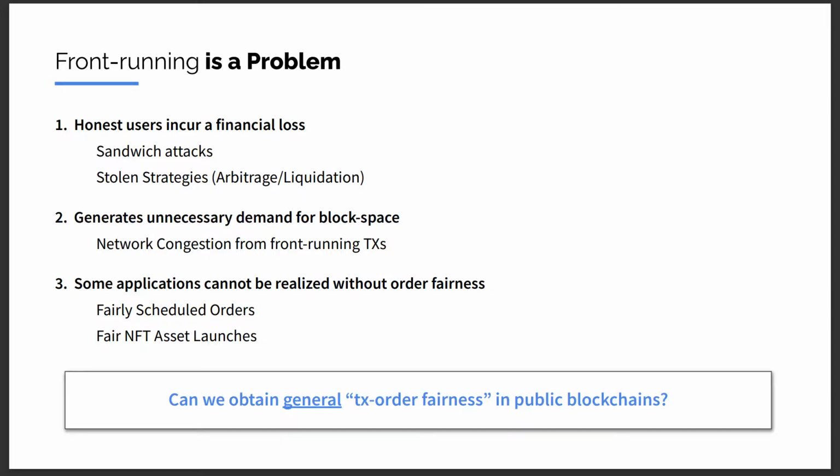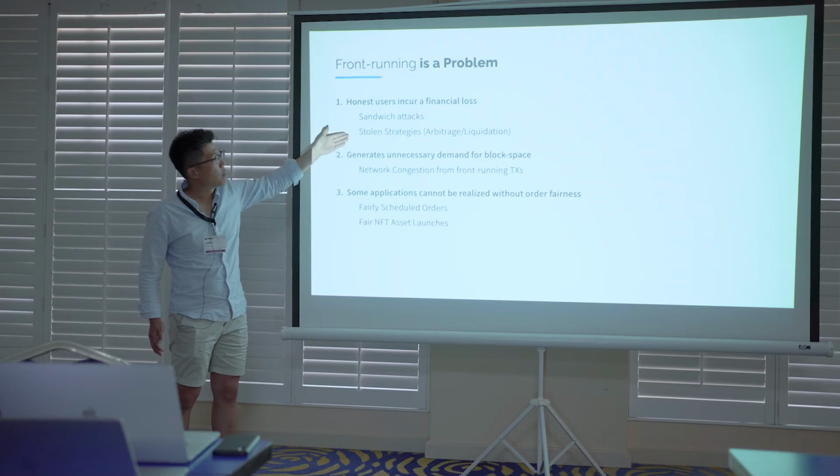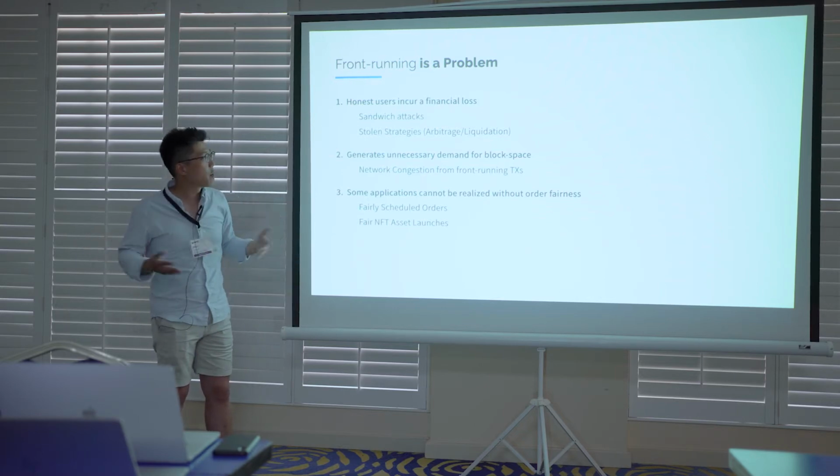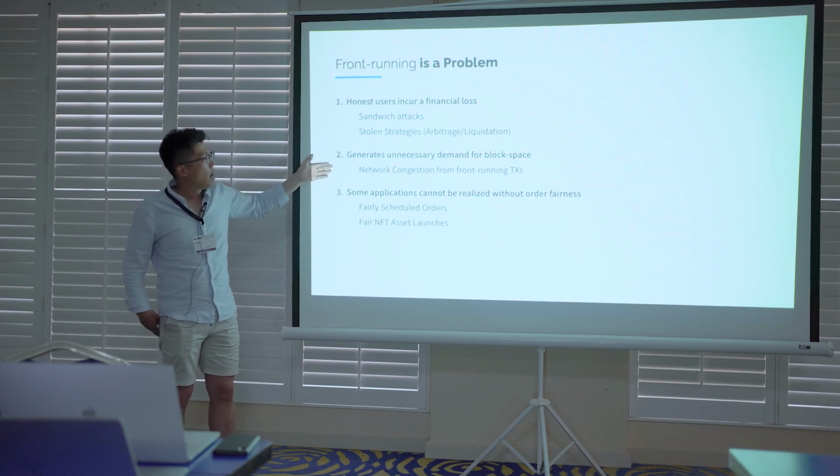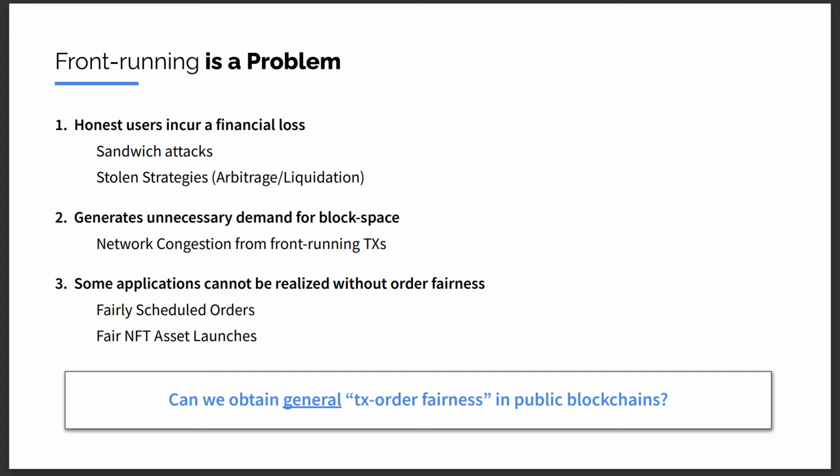Okay, I probably don't have to motivate why front running is a problem, but I'll do it anyways. Firstly, the honest users incur a financial loss. We just saw an example of a sandwich attack. Sometimes front running can also mean that there's some strategy that is stolen from an honest user that maybe was expensive to compute. Front running also generates, if you will, in quotes, unnecessary demand for block space, because the miner is injecting transactions into the transaction sequence or blockchain to extract front-running profit.